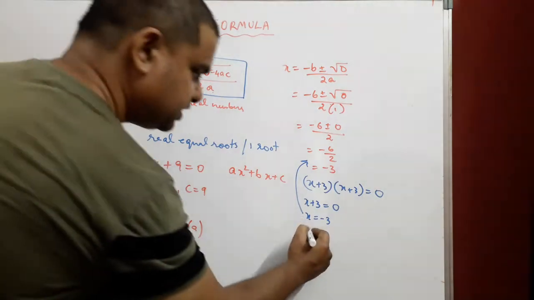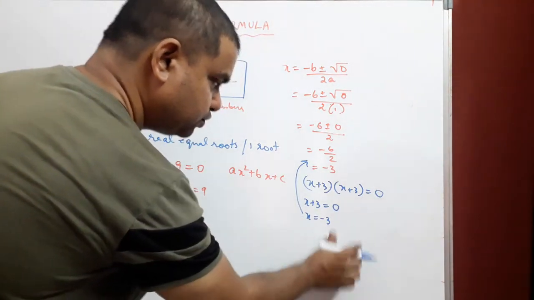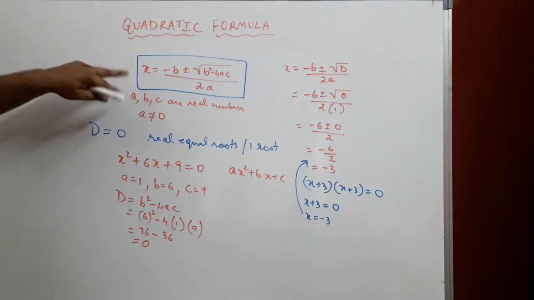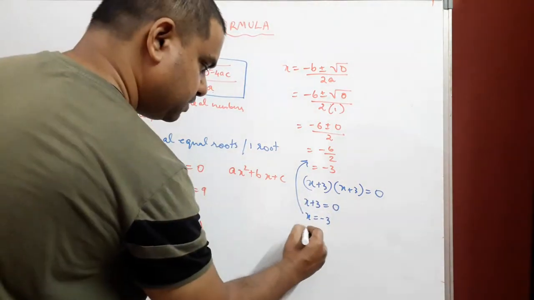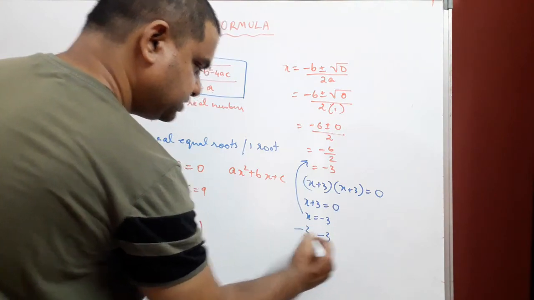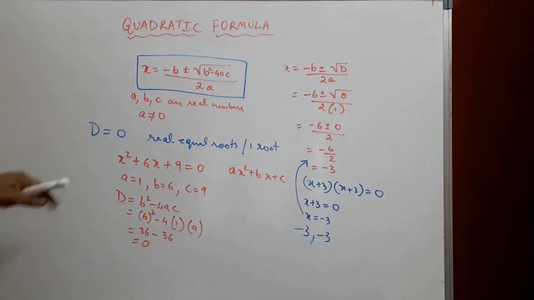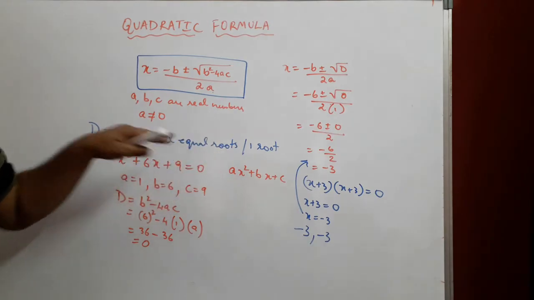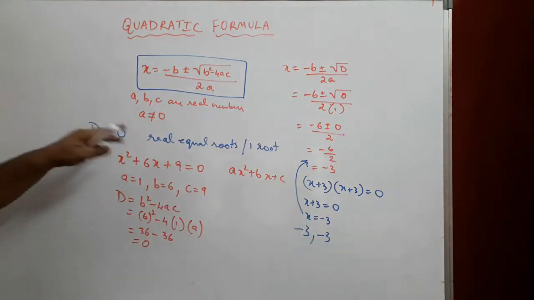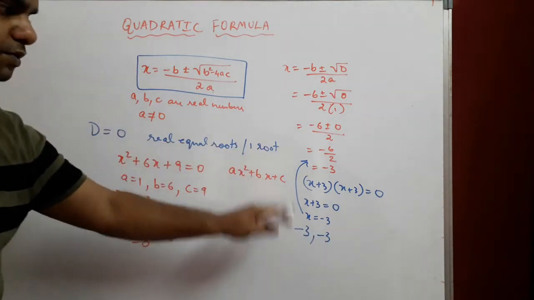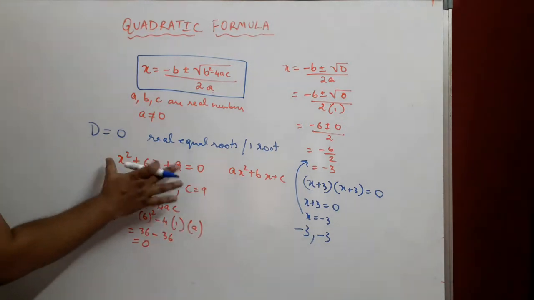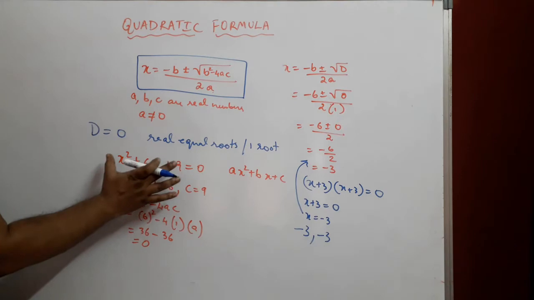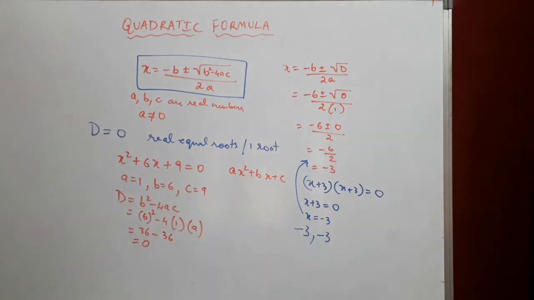So the roots of this particular equation, that is x square plus 6x plus 9, are nothing but minus 3 and minus 3. Equal roots, that's what we say, real equal roots. These are real numbers, equal roots, or we say one root only for that. That happens only when we have perfect squares, as in the identity form.